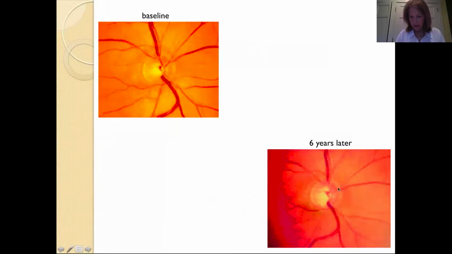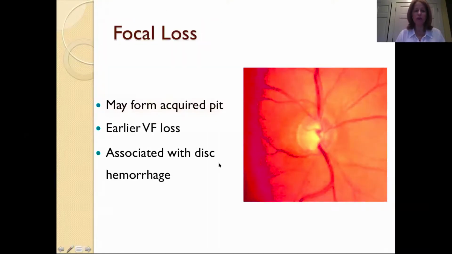Here's, again, the edge of the disc, but now the edge of the rim, superior rim looks okay, but there's focal notching down there. This patient has focal loss, lost the inferior rim. So focal loss may give you a form of glaucoma that some people refer to as having an acquired pit. Like I mentioned earlier, you'll see visual field loss earlier. And very often these focal areas have been associated with a prior disc hemorrhage.